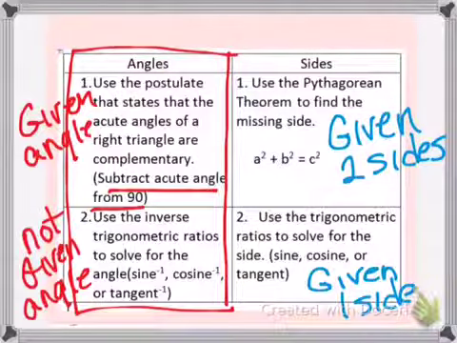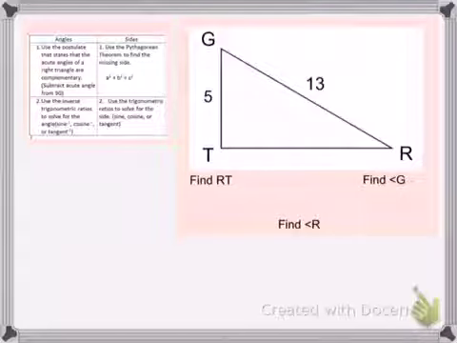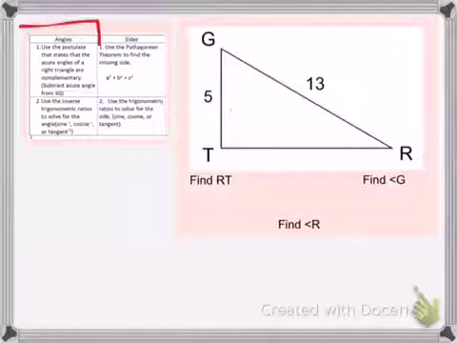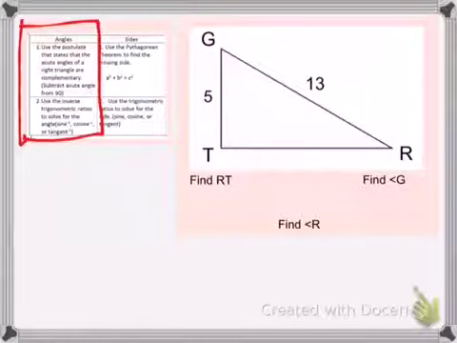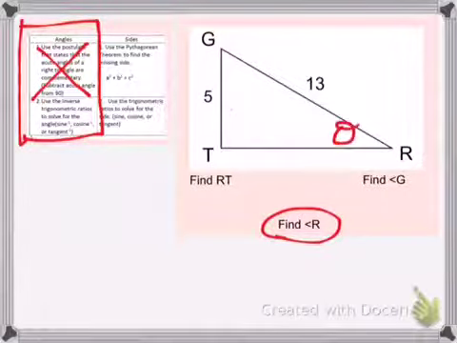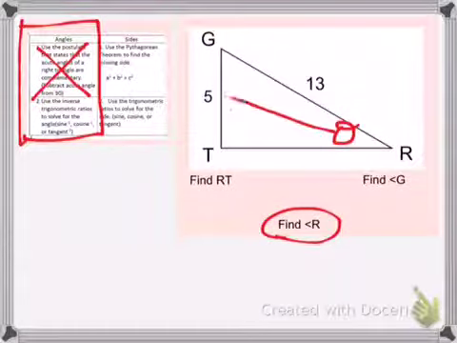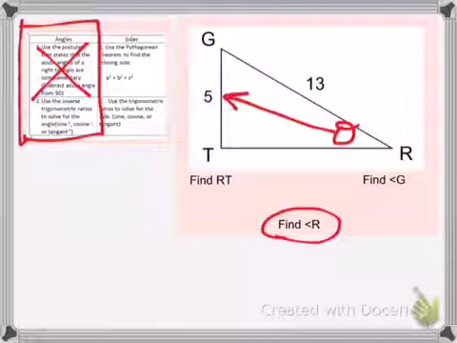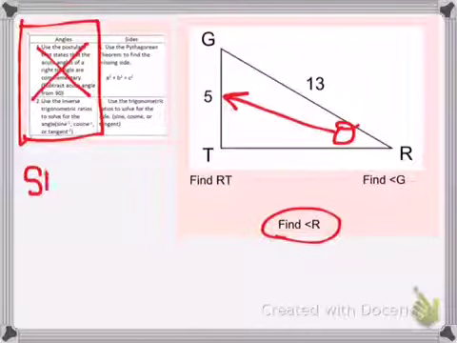Now let's look at a couple of examples. In the first example, I notice that I'm not given any angles, and I'm going to try to find the angles first. So I know I cannot use the postulate because I'm not given any angles. Let's find angle R first. I'm going to put theta on angle R, and I'm going to see which trigonometric ratio I need to use. I know that I'm given the opposite side and the hypotenuse, so that means I need to use sine. So I'm going to use the inverse trigonometric ratio, sine.